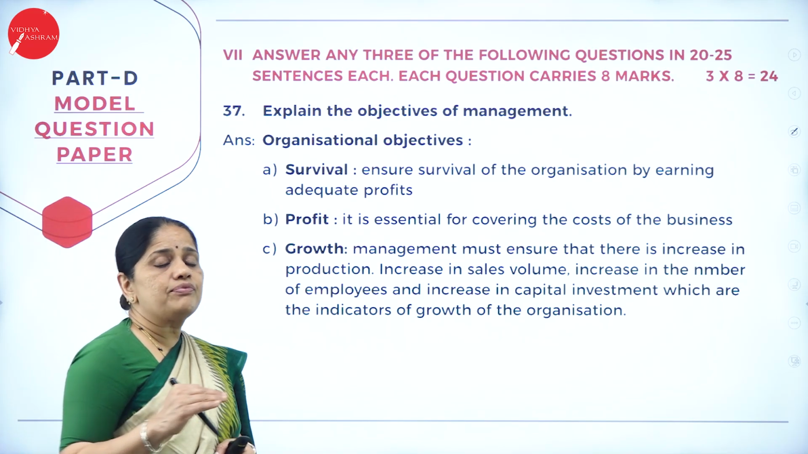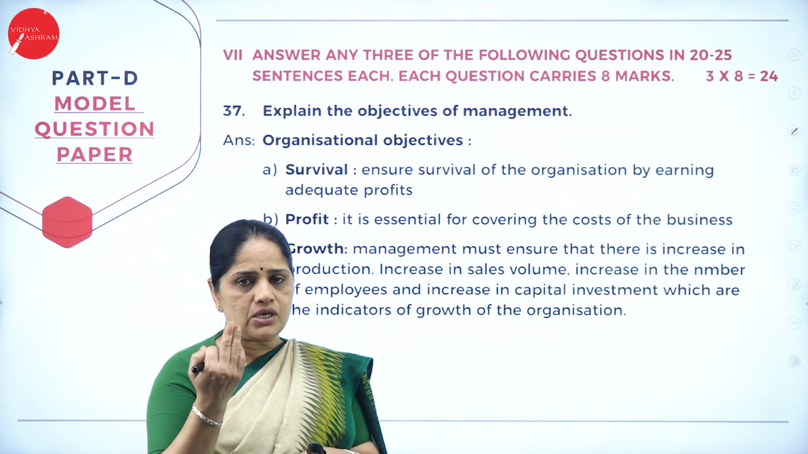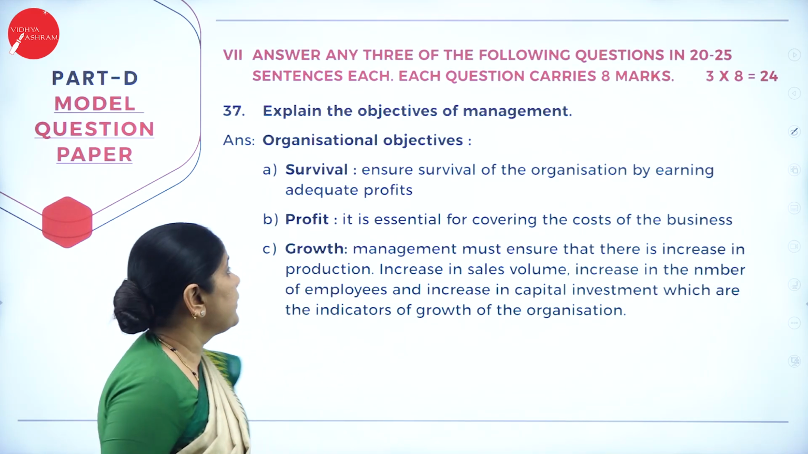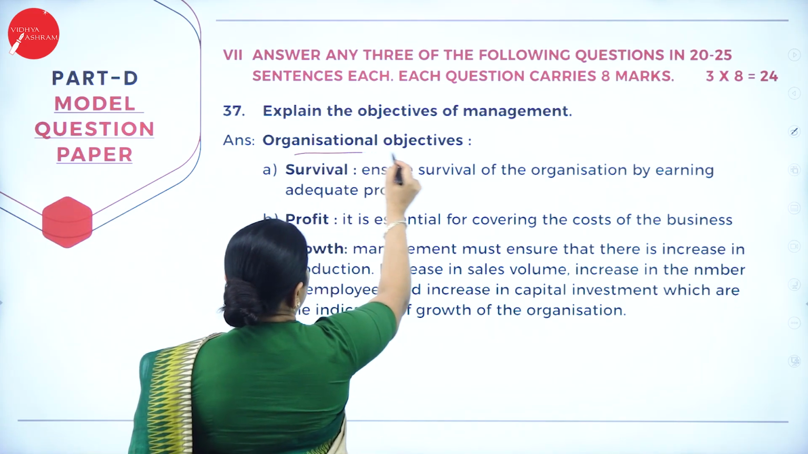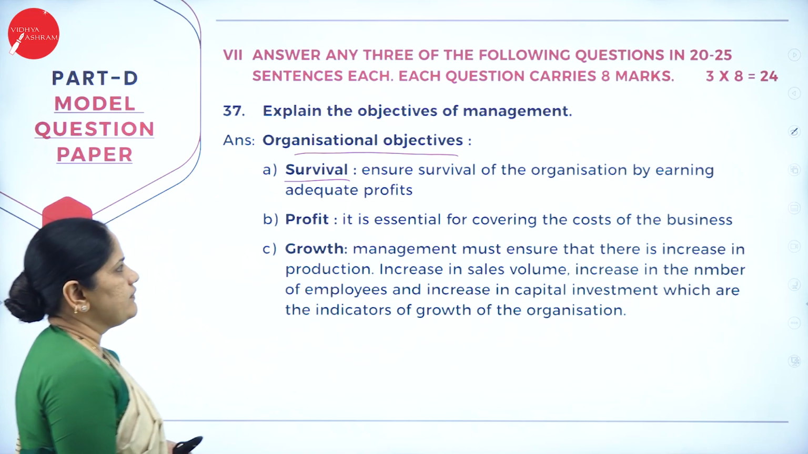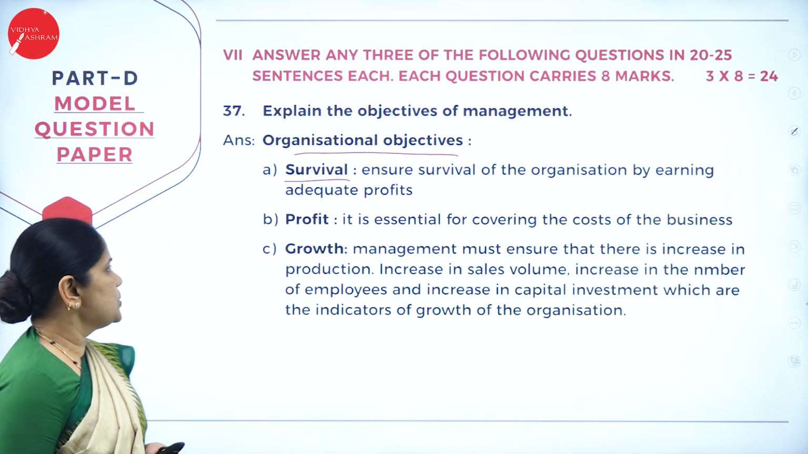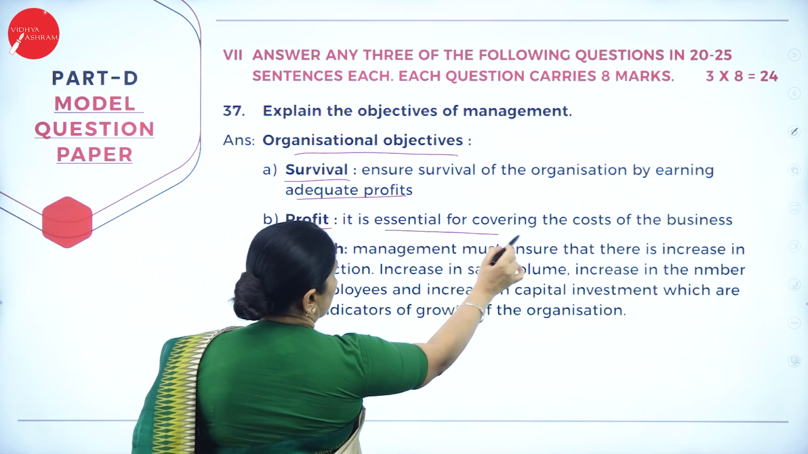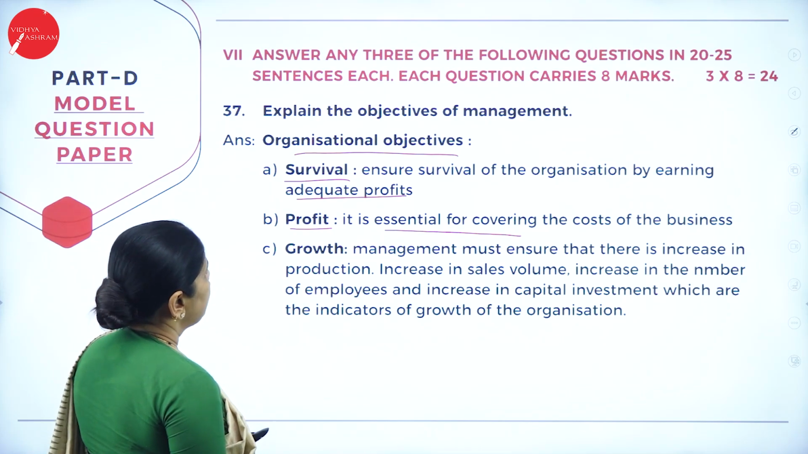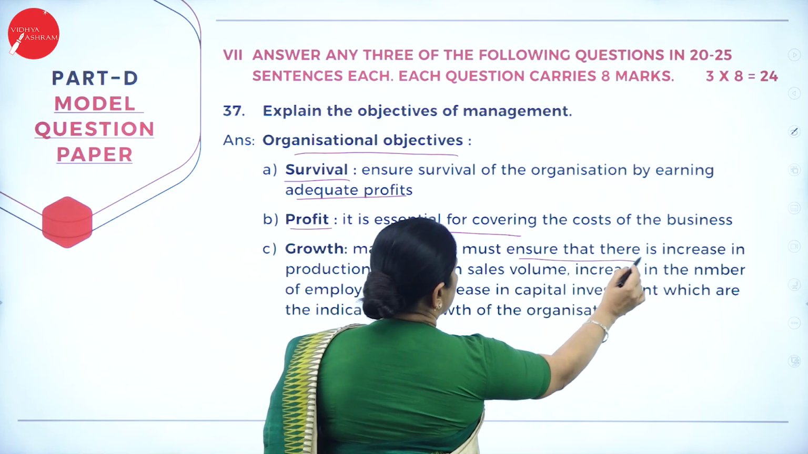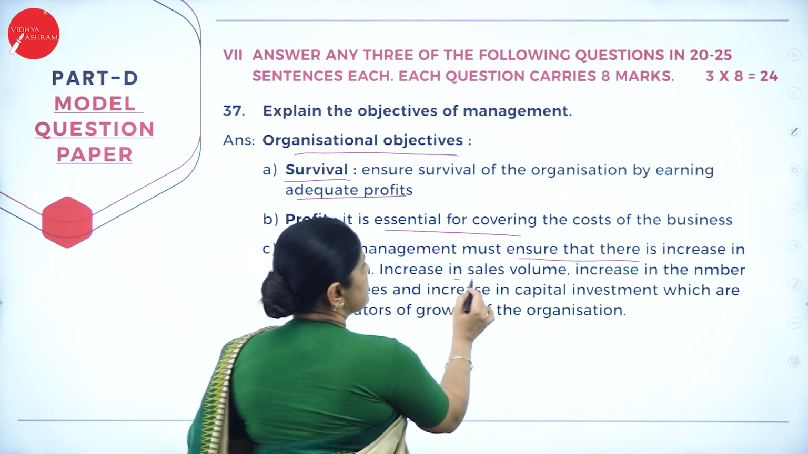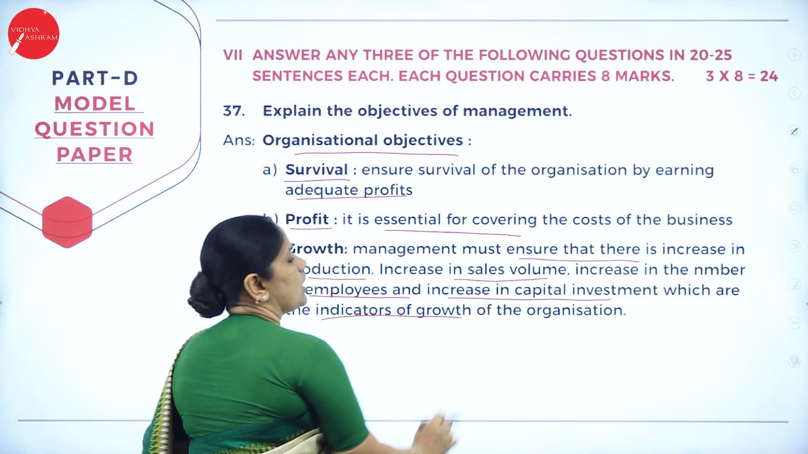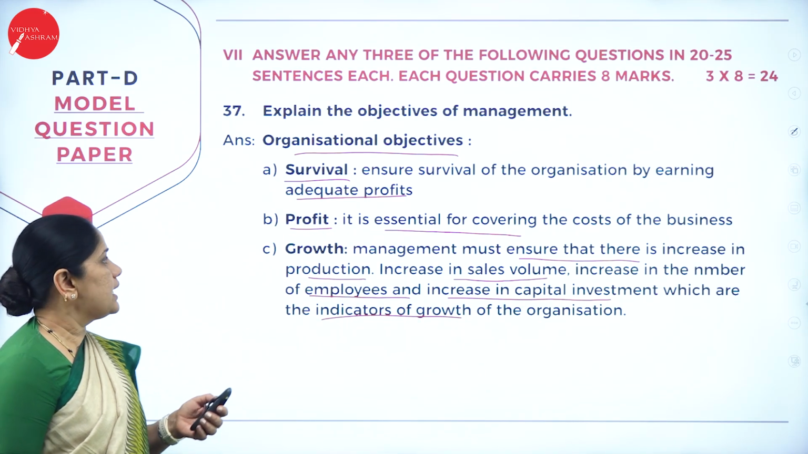Now the objectives of management can be divided into 3 groups, that is the organizational objective, personal objective, and the social objective. Now here we have the organizational objectives. So first one is the survival. Ensure survival of the organization by earning adequate profits. Then profit, it is essential for covering the costs of the business. Then growth, management must ensure that there is increase in production, increase in sales volume, increase in the number of employees, increase in the capital investment are all indicators of the growth of the organization.